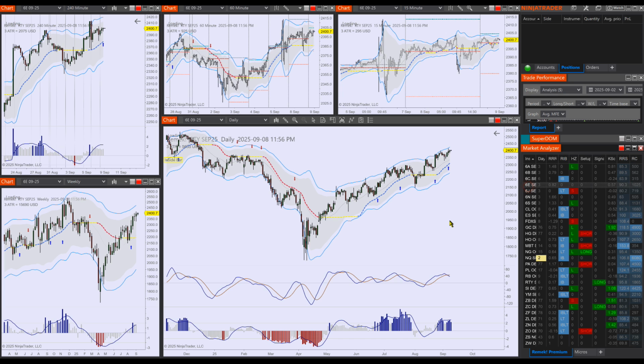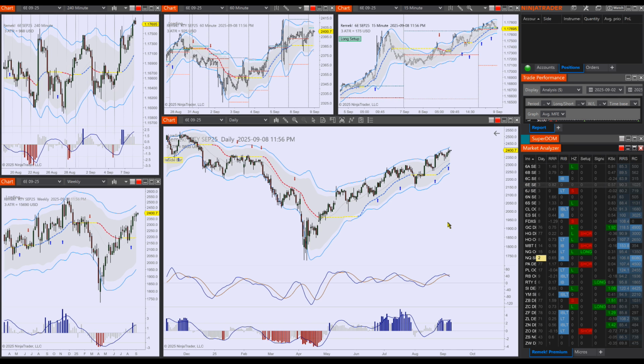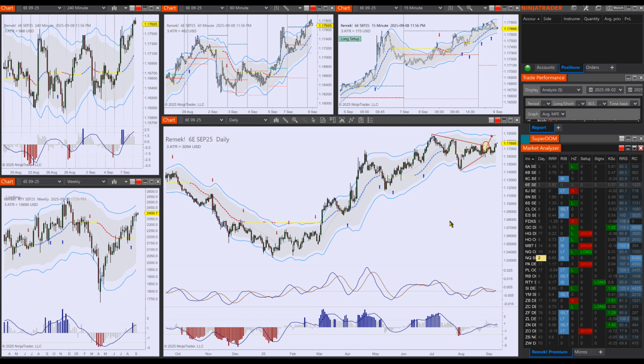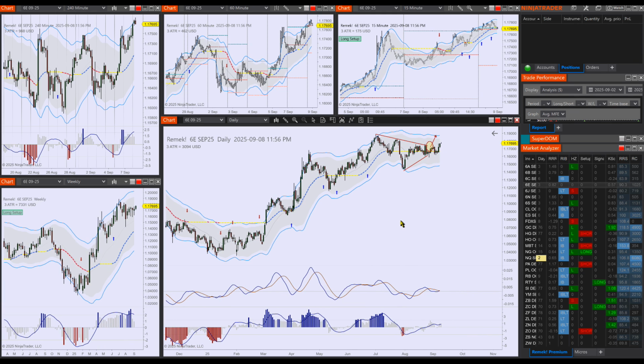On to major pairs, currencies. On all of them, in response to USD weakening, we have seen or are seeing actually bullish advances in various stages.